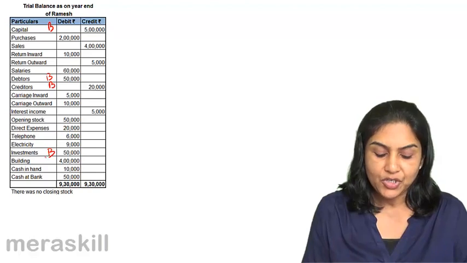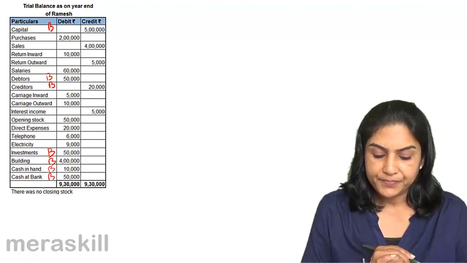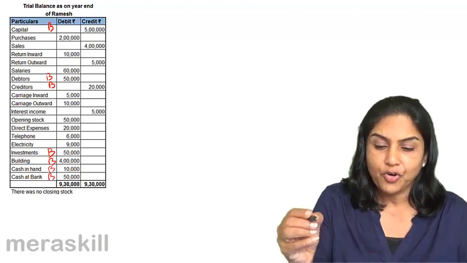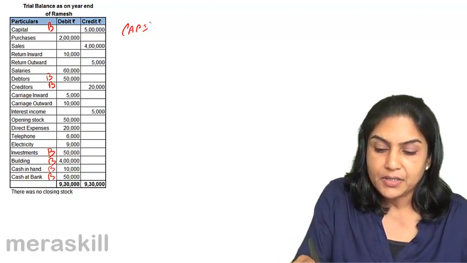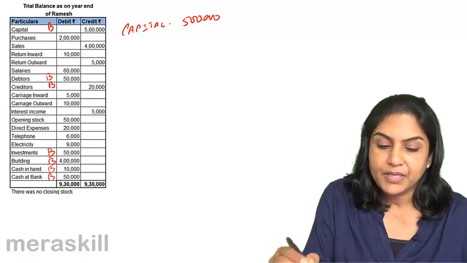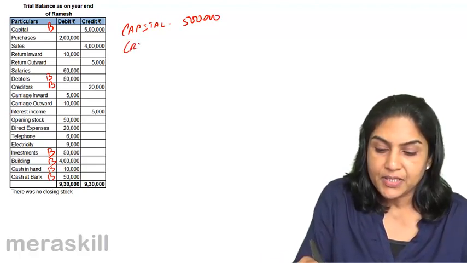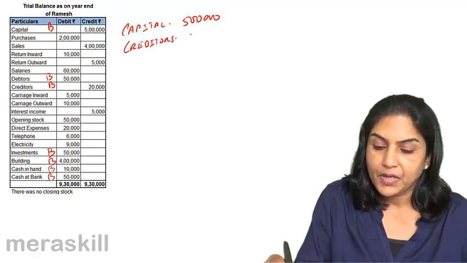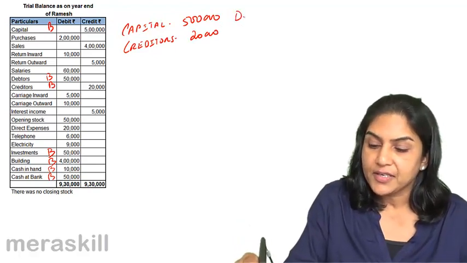Investments should be a balance sheet item. Building is a balance sheet item. Cash in hand and cash at bank. If we quickly draw in rough, it would be capital, 5 lakh on the liability side. Next, we would have creditors on the liability side for 20,000.